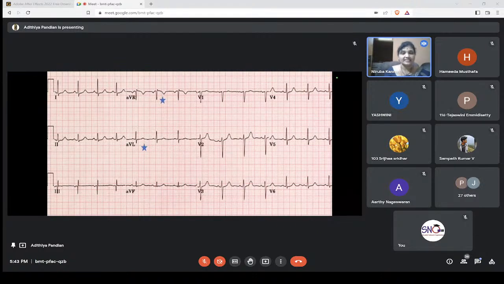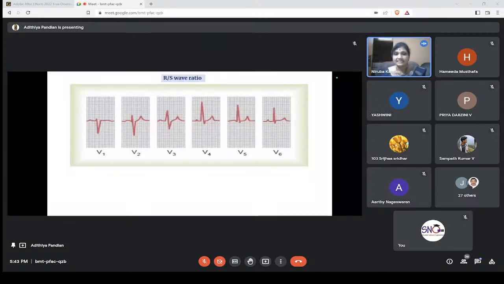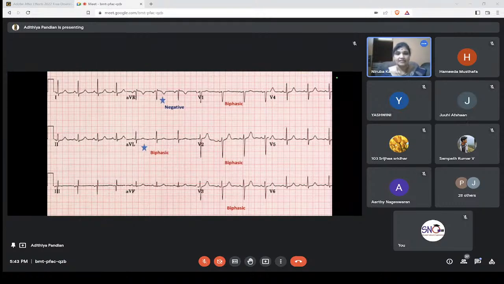Okay, this is what I said again. In AVR, you can see there is an inverted QRS complex and an inverted T wave. Next slide. Okay, you can move on. You can give another 4 to 5 clicks. So, do you know why it is biphasic? Because of the position of V1, V2 and V3, all these 3 leads are biphasic leads. Okay, the next slide please.